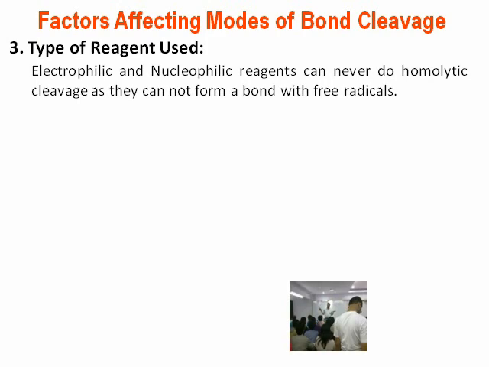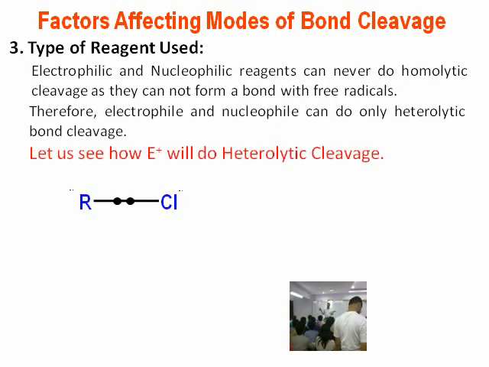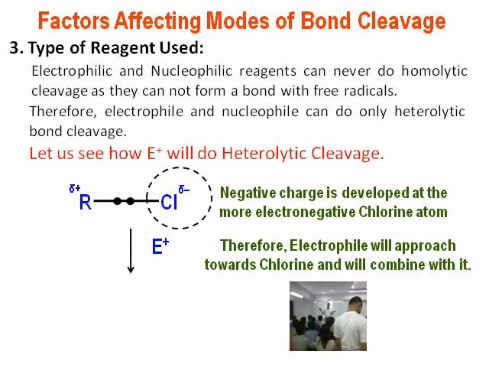This is our RCl molecule in which there is delta positive charge on alkyl part and delta negative charge on Cl. So when any electrophile is added, electrophile will approach negatively charged chlorine, and heterolytic cleavage will occur in such a way that both the electrons will be taken up by chlorine and those electrons will be used to form bond with electrophile. In this way.